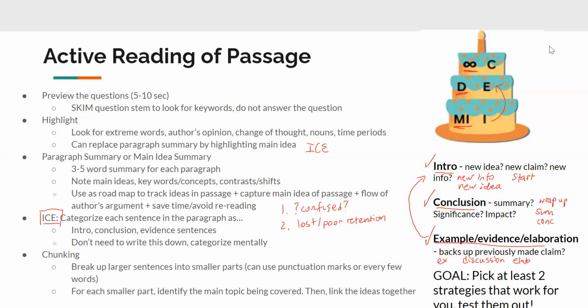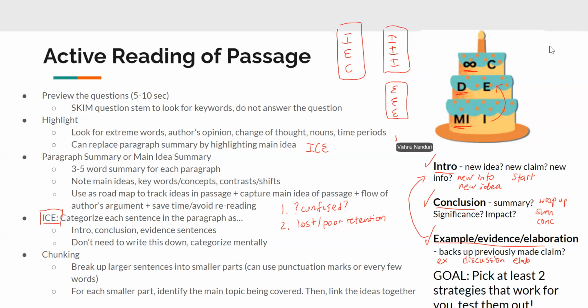Now, keep in mind, ICE is a way to analyze the passage, and not every paragraph is going to follow the structure that we have with ICE. So, some paragraphs are really straightforward: intro, example, conclusion, nice and simple. But some paragraphs are not like this. If it's philosophy, you may have a bunch of just intros of new information. Maybe if you're lucky in the second paragraph, they'll give you a bunch of examples.